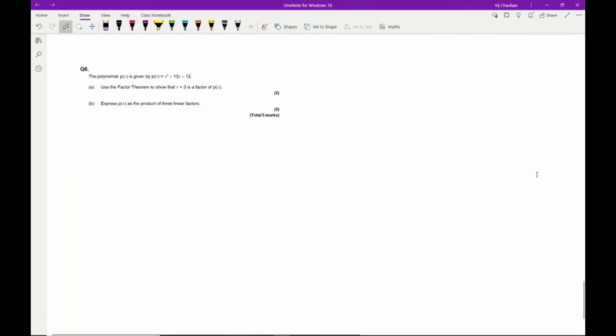So moving on to question 6, and we're looking at polynomials. What we need to do is use the factor theorem to prove that x plus 3 is a factor. With regards to A, if x plus 3 is a factor, then f of minus 3 should equal 0. From this, we want to substitute x equals minus 3 into the function p of x, I should say, not f of x.